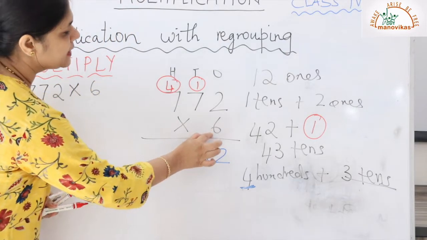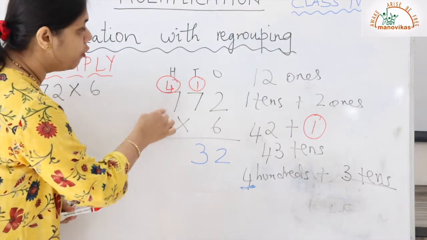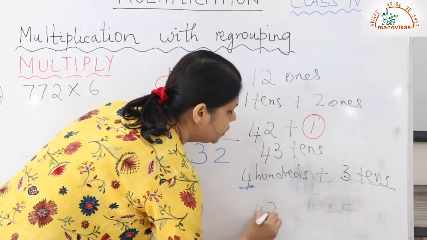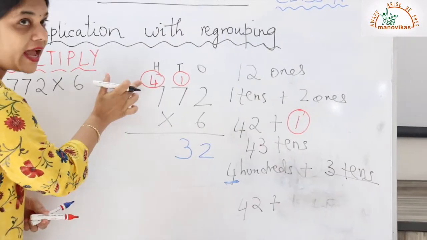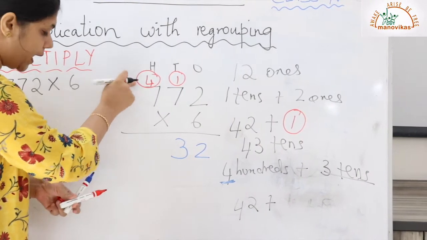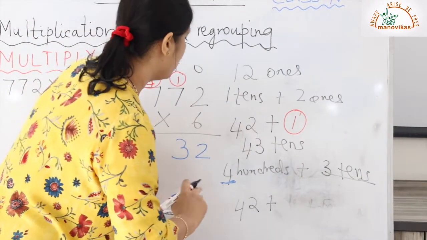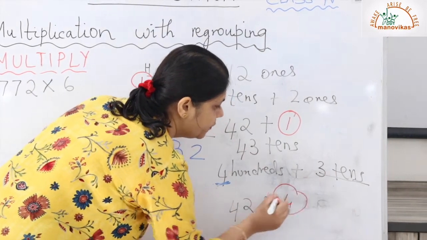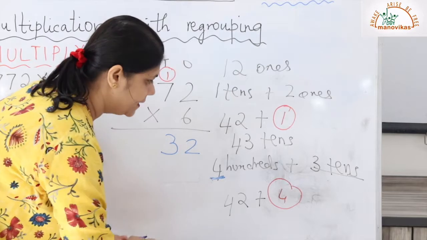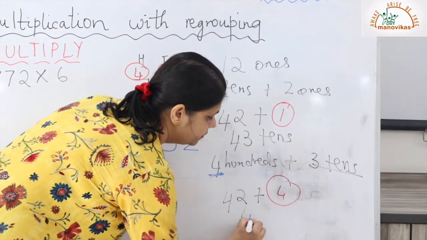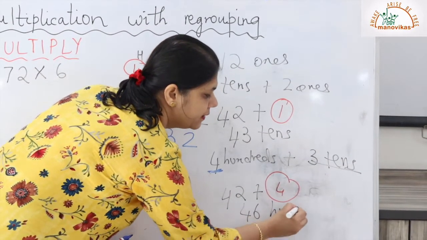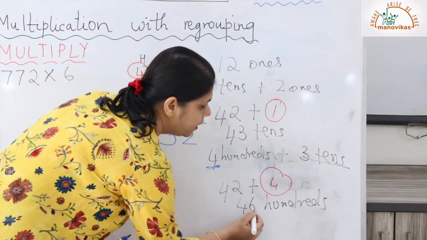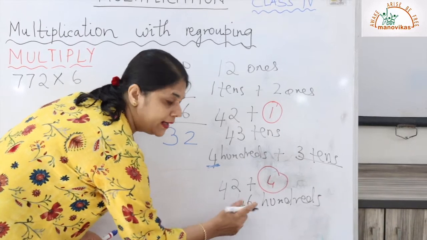Now 6 sevens again is how much? 42. So again you will have 42 plus, what do we have as a carryover? We have 4, right? So plus 4. So how much is that? 46 hundreds, right? Hundreds. So this will be equal to how much? What will you write?